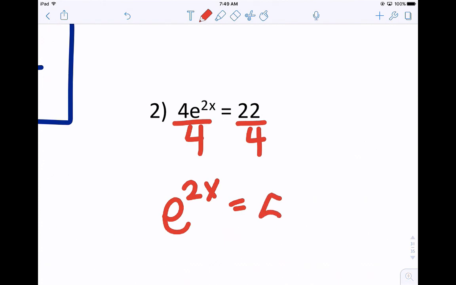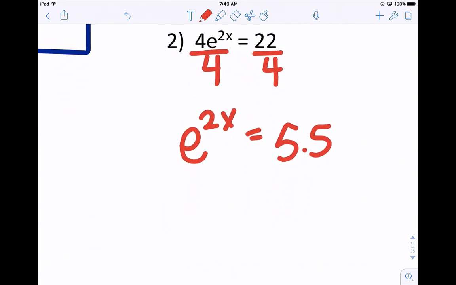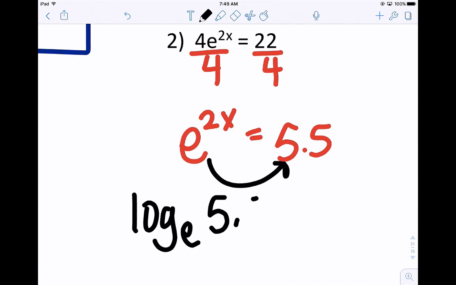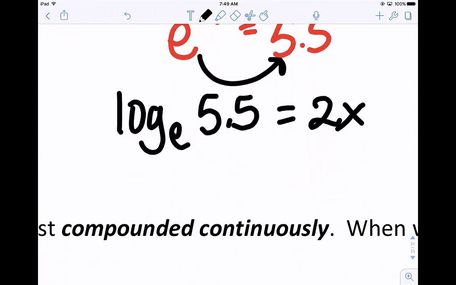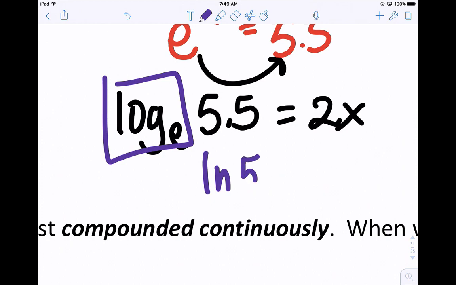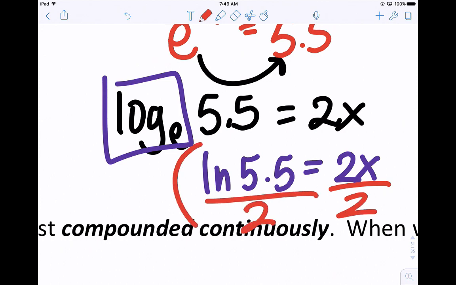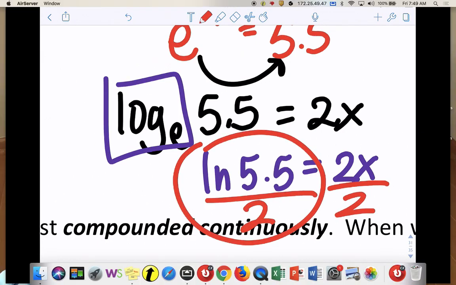just 5.5. Okay, change it to log form once you have the base and the exponent by itself. So we have log base e of 5.5 equals 2x. Whenever you see log base e, change it to ln. So we have ln of 5.5 equals 2x. Divide by 2 to get x by itself. And then I would type this into the calculator.